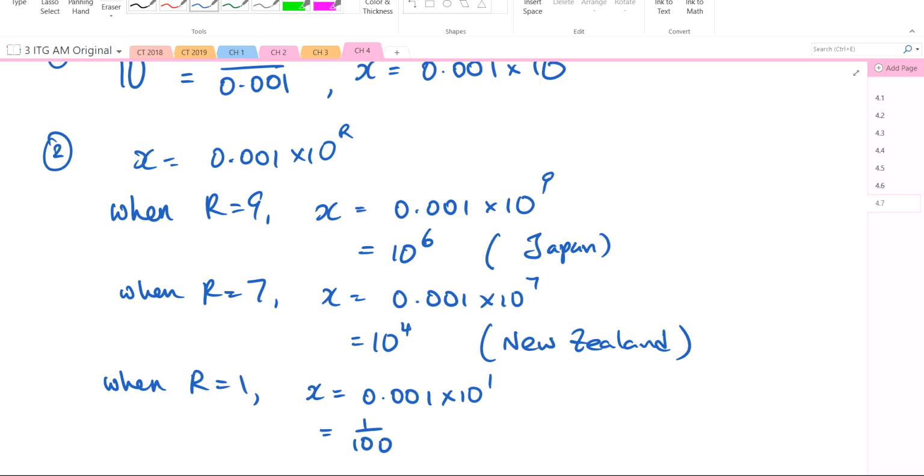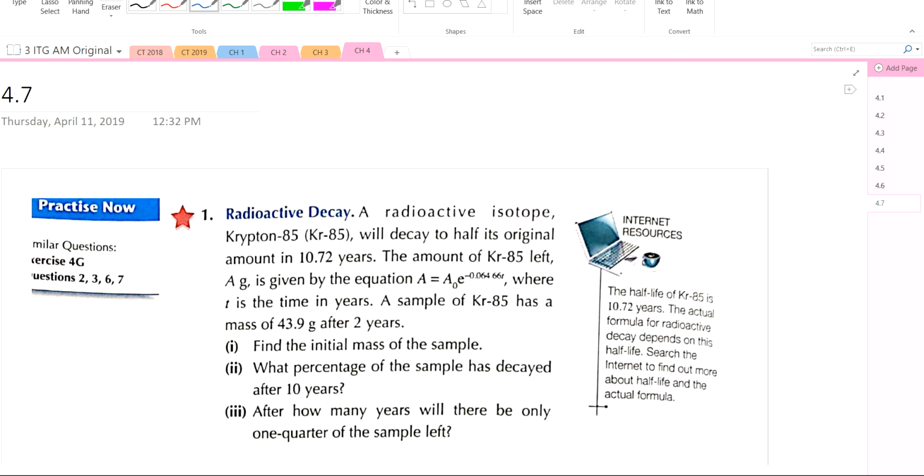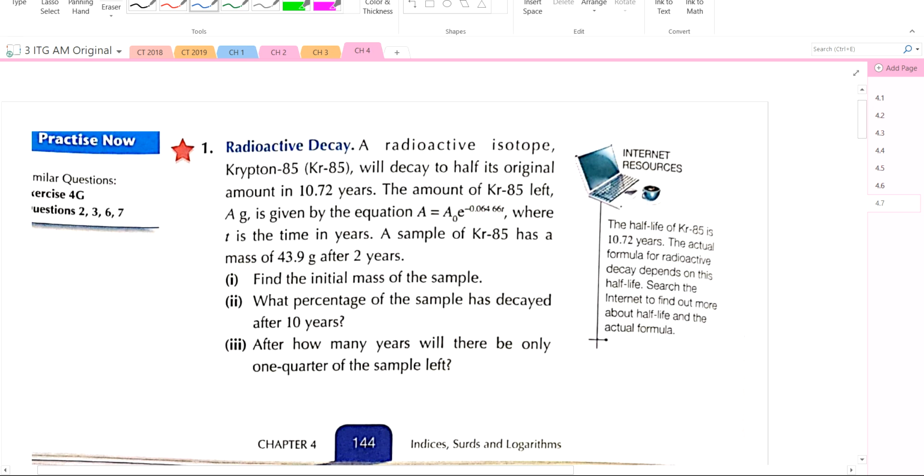So this is an example of how we use logarithms in real-world applications. We have a few more examples over here. Radioactive decay. You're familiar with this word, isotope? Chemistry, right? Okay. So there is a radioactive isotope called krypton-85. It will decay to half of its original amount in 10.72 years. This first sentence, do you understand it?